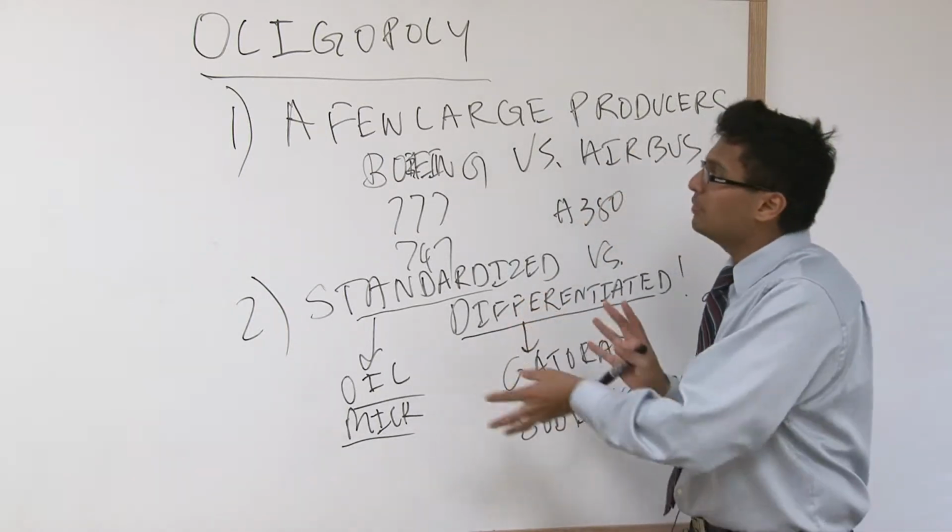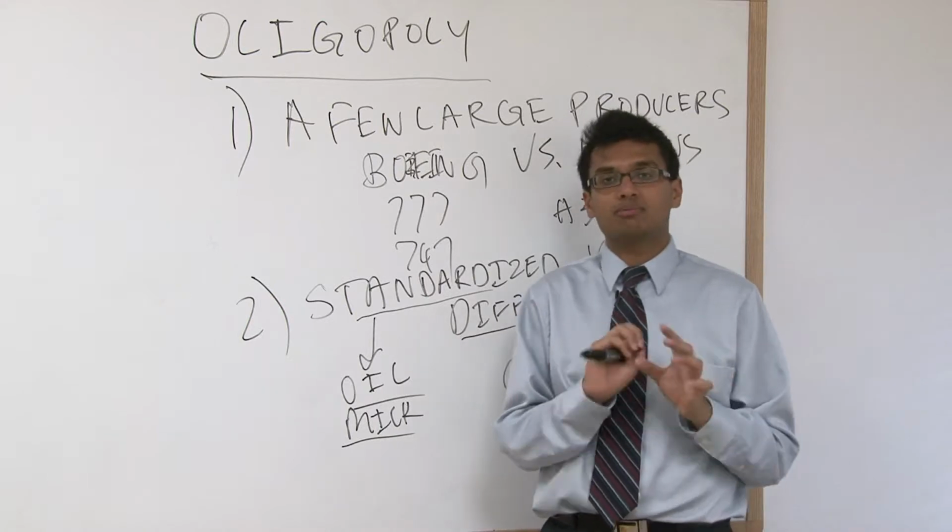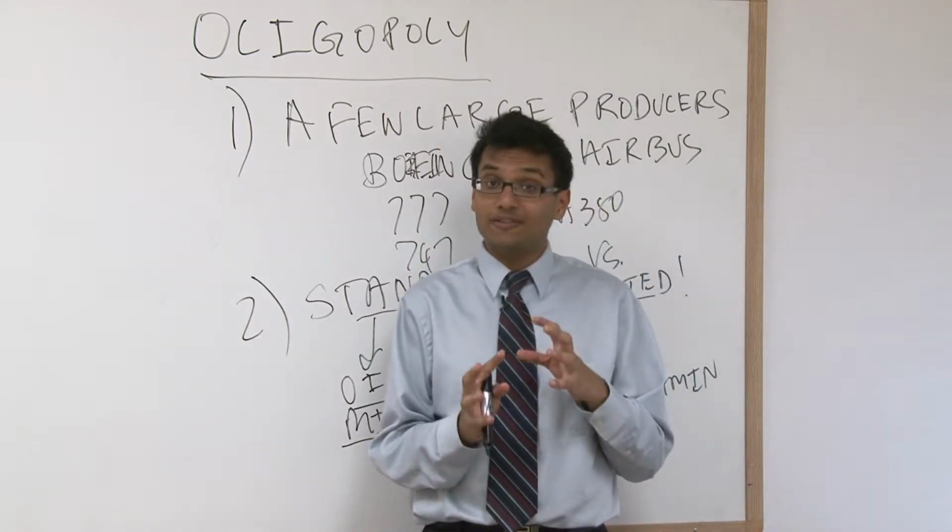So it can come in two forms. Now, oligopoly as a market tends to be actually kind of generic.